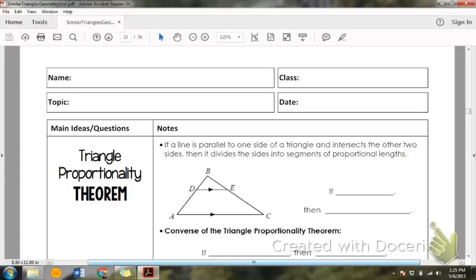So you should be on page 8. It says triangle proportionality theorem. This is lesson 4.2 continued. We broke 4.2 up into 2 pieces, so this is 4.2 continued.